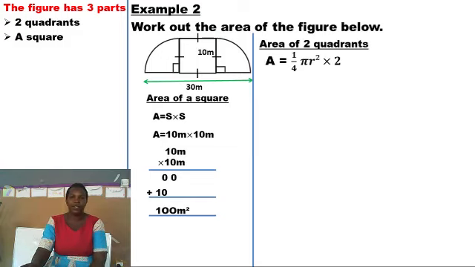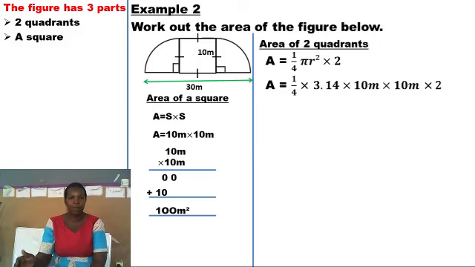So my dear boys and girls, our next step is to substitute. We shall maintain our quarter times our pi. Pi is changing to 3.14 because the given radius is not a multiple of 10. That's why we are converting the pi to become 3.14. So we shall substitute the pi at 3.14 times 10 meters times 10 meters times 2.